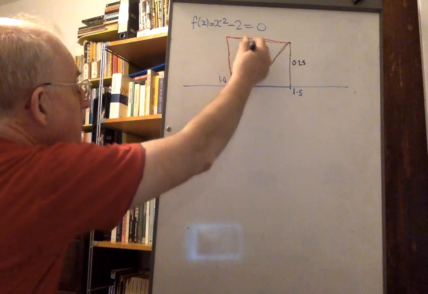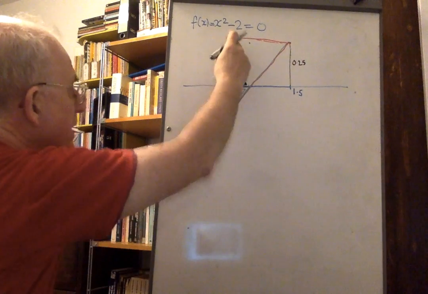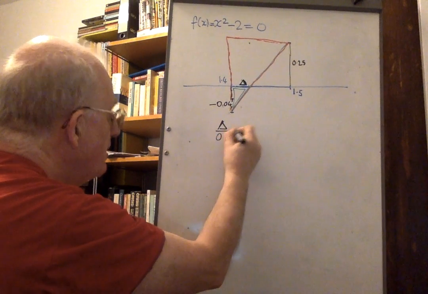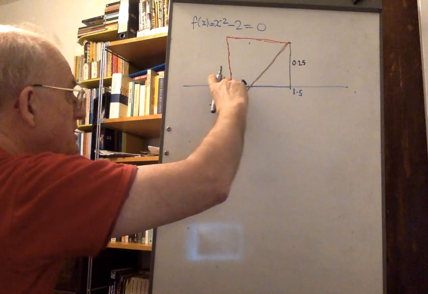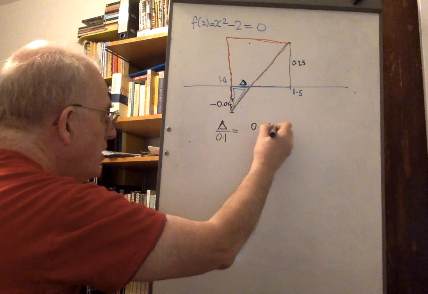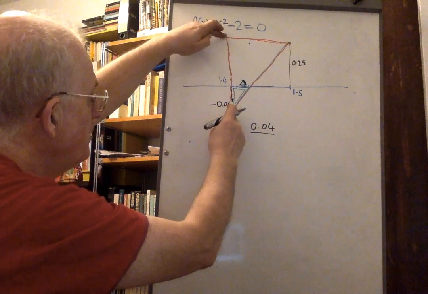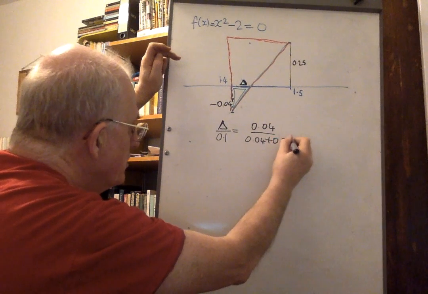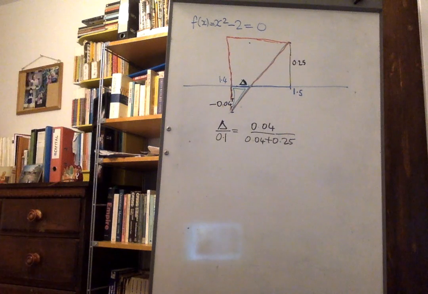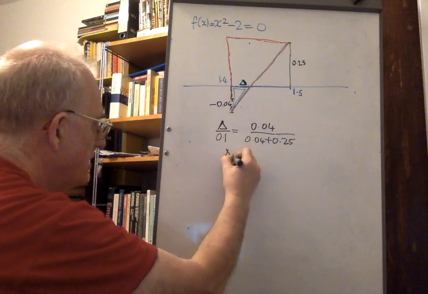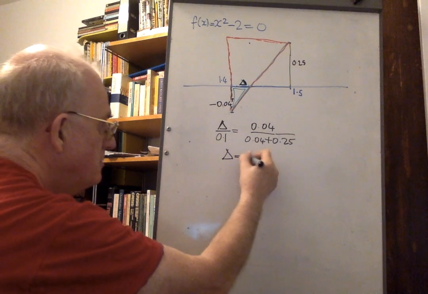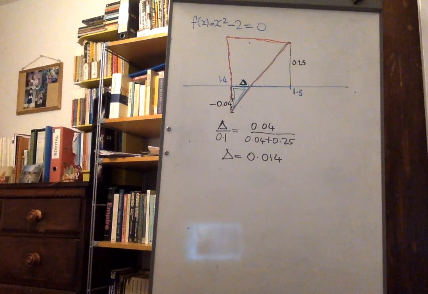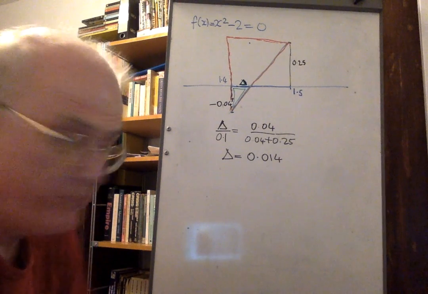The other thing we know is that the corresponding sides have the same proportion. So this side divided by that side. Now what's that side? It's the distance between 1.4 and 1.5, so that's 0.1, is equal to this side, which is 0.04, divided by that side, which is 0.04 plus 0.25. Okay, that's a simple sum you can do on your calculator, and you will get, to 3 decimal places, delta is 0.014.